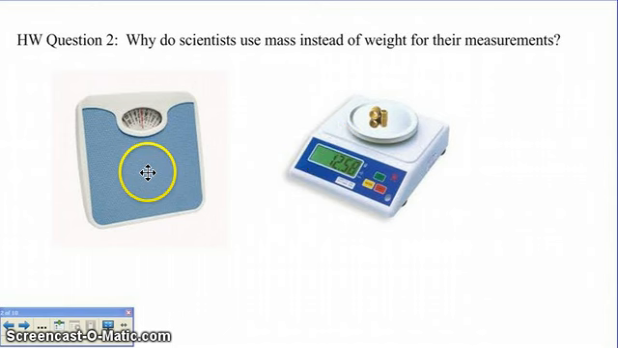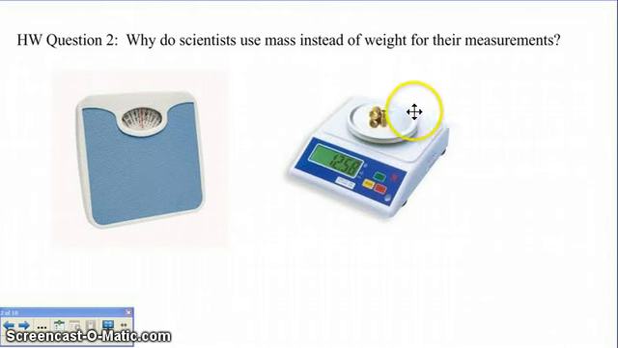This, in case you can't tell from the picture, is something that you might have at home that you use to keep track of how much you weigh. This is called a scale. Do not call it a balance. Okay, this is a scale. It takes into account gravity, and so therefore it measures weight.